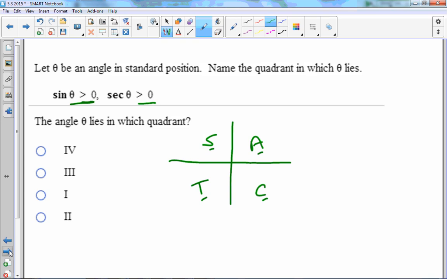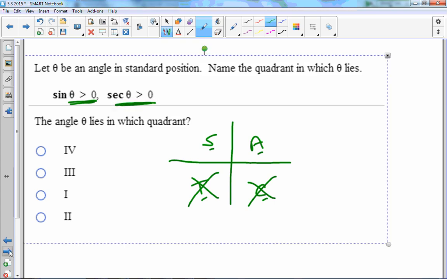So where is the sine positive? First and second, because all of them are positive in the first. So that eliminates the third and the fourth. Now look at the second one. Where is secant positive? Well, secant is positive wherever cosine is positive. So where would cosine be positive? In the two that are left, in the first quadrant.